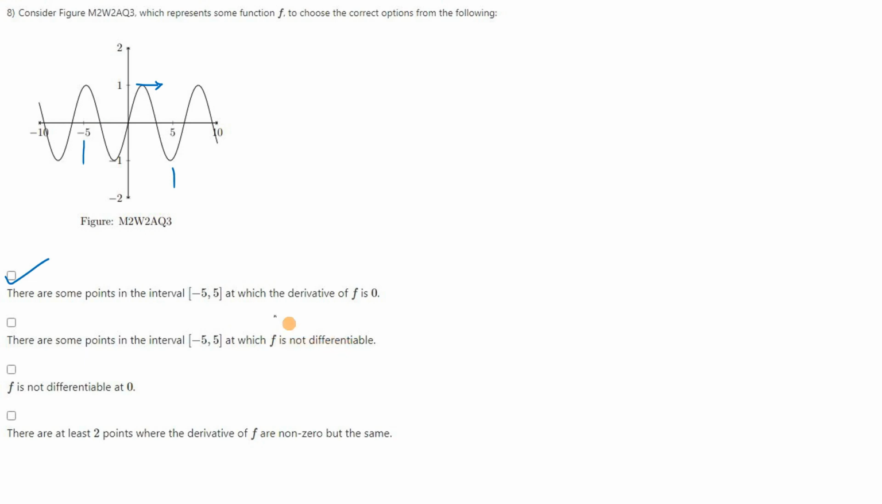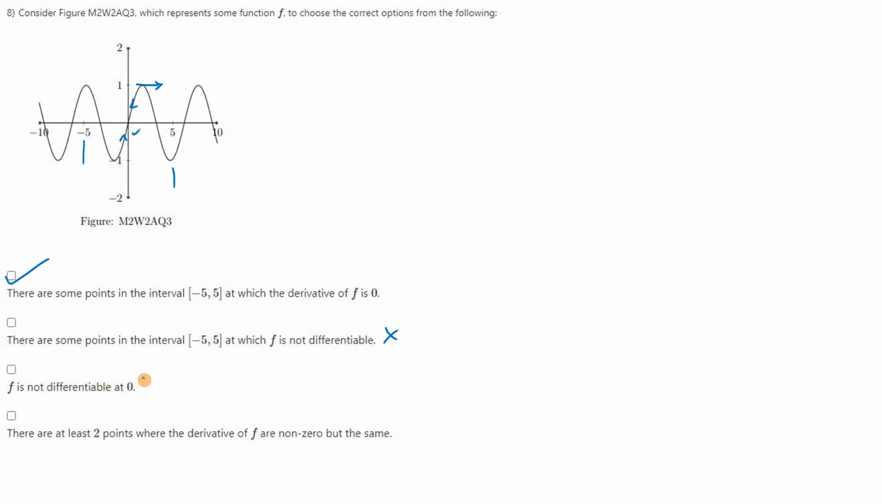There are some points in the interval (-5, 5) at which f is not differentiable. So observe that there are no sharp points here, right? There are no points of discontinuity also. So the second option is wrong. What about the third one? f is not differentiable at 0. Again, at 0 the function is continuous, there are no sharp points, and the left hand limit and the right hand limit approach the same value, so this is also false.